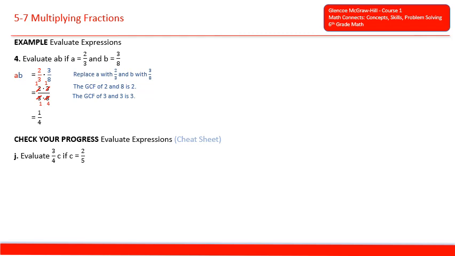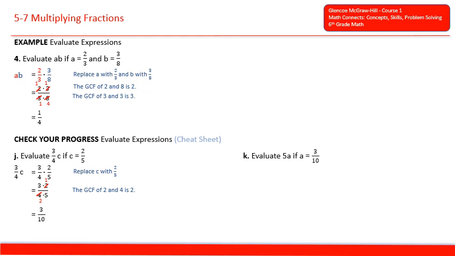Evaluate 3/4 C if C equals 2/5. So remember, 3/4 is a coefficient of the variable C, so that is joined together by multiplication. 3/4 C, if we plug in 2/5 for C, is the same as 3/4 times 2/5. And if we rewrite that as 3 times 2 over 4 times 5, we have a greatest common factor of 2. So 2 goes into 2 once, 2 goes into 4 twice. Now it looks like we can multiply across. So 3 times 1 is 3, 2 times 5 is 10, and that should be our final answer.